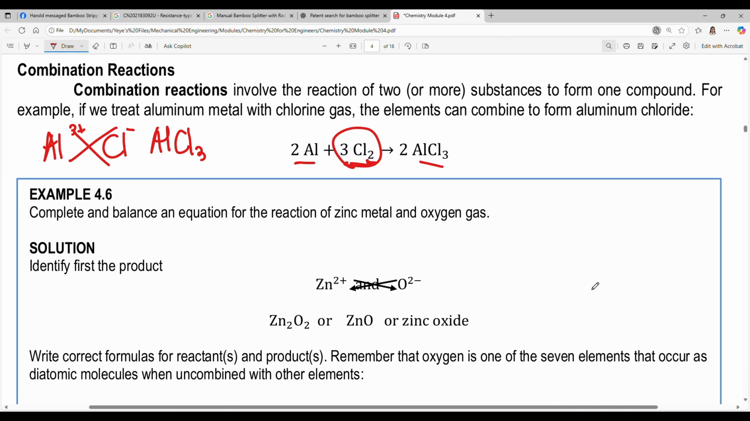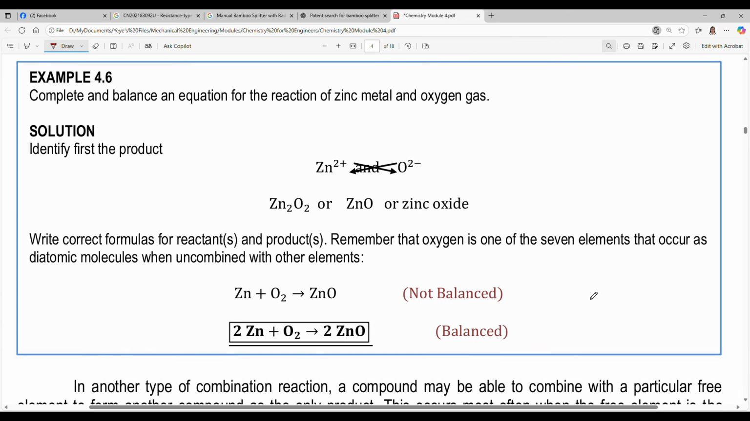Okay? So, to illustrate, let's have example 4.6. Complete and balance an equation for the reaction of zinc metal and oxygen gas. We will identify first the product. If we have zinc and oxygen, your product will be zinc oxide. The charge of zinc is positive 2. The charge of oxygen is negative 2, because oxygen belongs to group 6, and 6 minus 8 is negative 2. Then, exchange. So you have Zn2O2, or ZnO. This is zinc oxide.